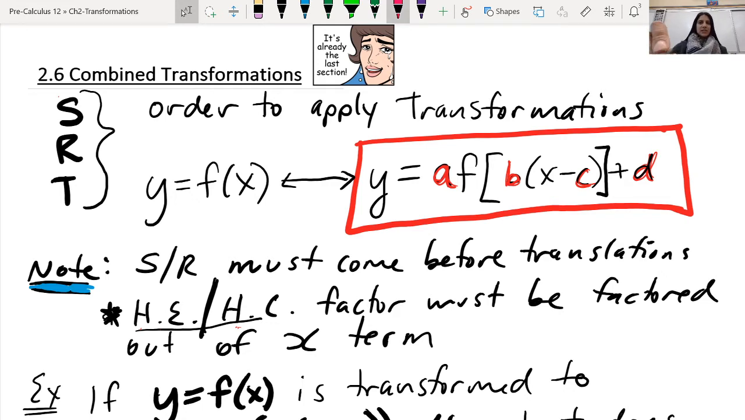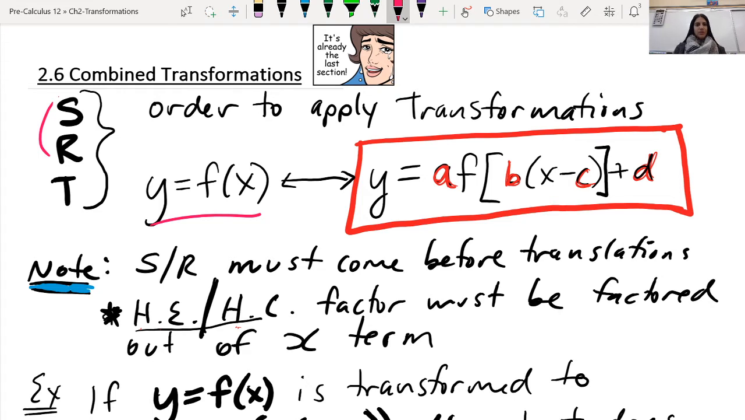You'll notice at the top here, I've written SRT, and again, that's the order to apply the transformations in. Actually, to tell you the truth, between S and R, it doesn't matter which one you start with first. If you want to start with reflections first, it's no big deal. The key thing is that the S and R have to come before translation, so the translation part has to be last. If you do that first, you're going to end up with the wrong end result. So that's just a quick thing to watch out for.